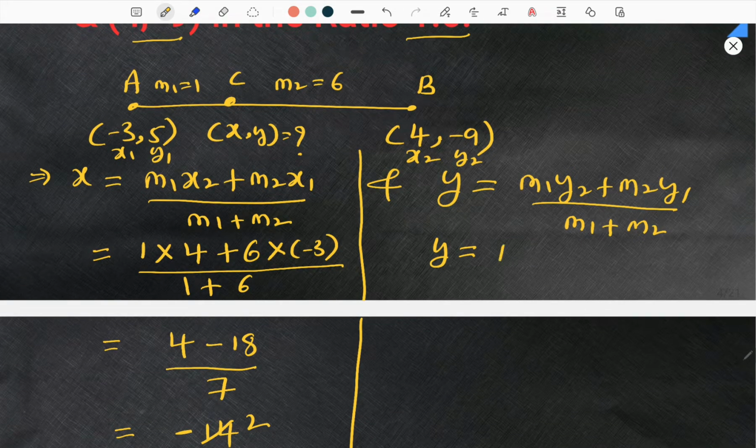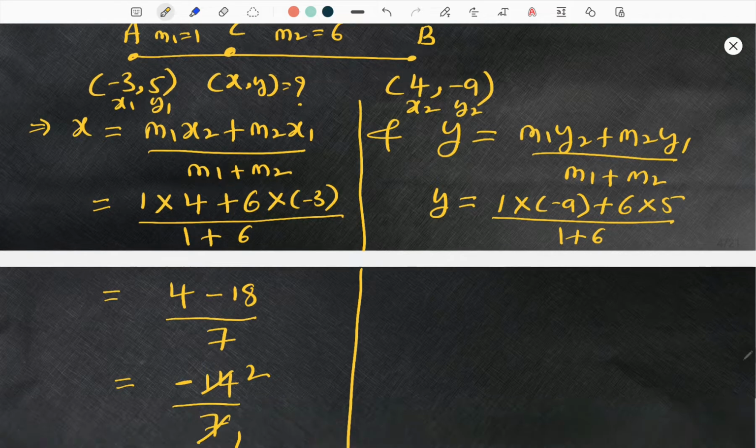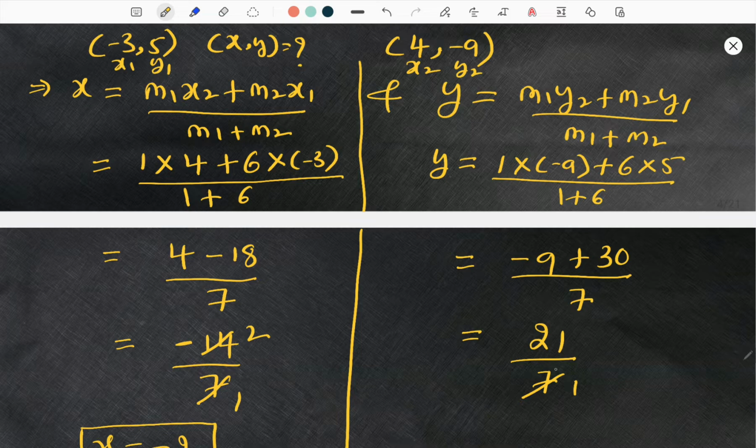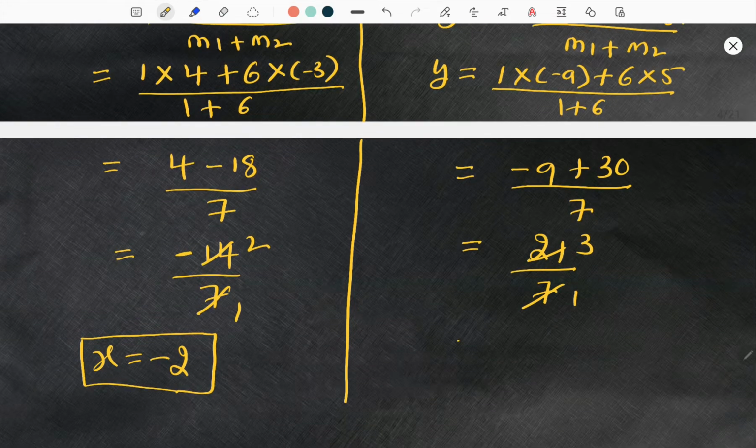m1 is 1. 1 into what is y2? y2 is minus 9, plus m2 is 6 into what is y1? y1 is 5, then divided by 1 plus 6. All right, then 1 into minus 9 is minus 9, plus 6 into 5 is 30, then divided by 7. 30 minus 9 is 21, 21 divided by 7, 7 threes are 21. Then I am going to get y is equal to 3.